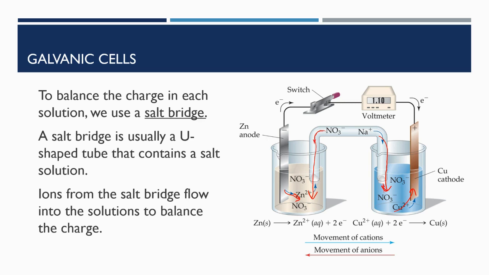So a salt bridge simply completes the circuit and balances the charge of the ions that have left or are being put into the solutions in the two half reactions. Without the salt bridge, this reaction would not occur. Electrons would not be able to flow because there would be an unbalance of charge in the system.